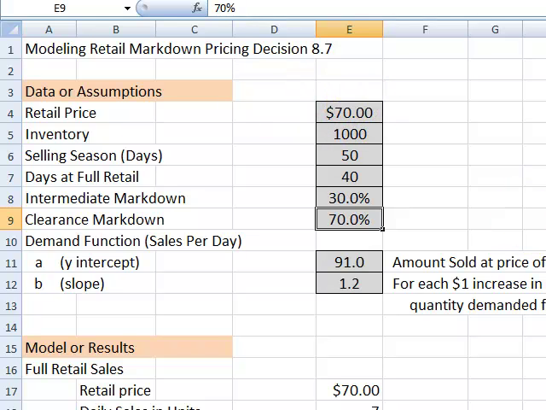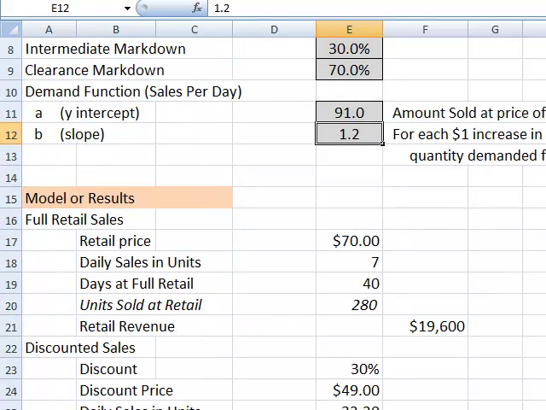70% off list. They give us a demand function, which is our A, our y-intercept, basically the amount sold at a price of 0. And B is our slope, if you remember your algebra. For each $1 increase in price, quantity demanded falls by 1.2. Or in other words, for every $1 decrease in price, our quantity will increase by 1.2. So our model, our results, here's our full price, which is nothing more than a copy from above.